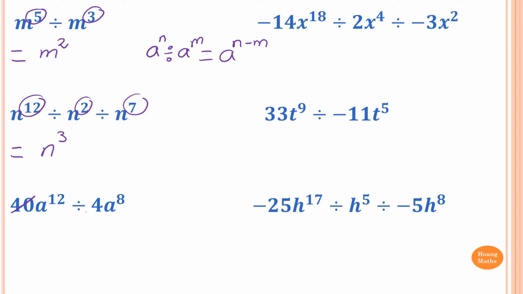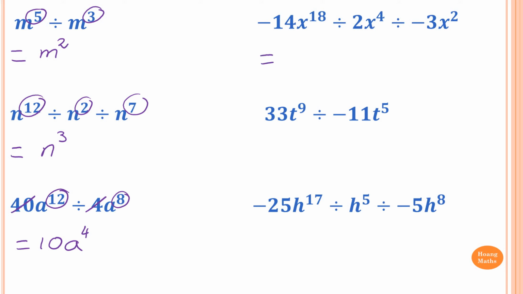So 40 divided by 4 is 10. And then 12 minus 8, 10 minus 8 is 2, add 2 is 4, so a to the power of 4. I just clear this first. So negative 14 divided by 2 divided by 3. So it's 2 negatives, so the answer is positive. So 14 divided by 2 is 7. 7 divided by 3, we can't do much, so we have to write it as a fraction in this case. So 7 over 3.